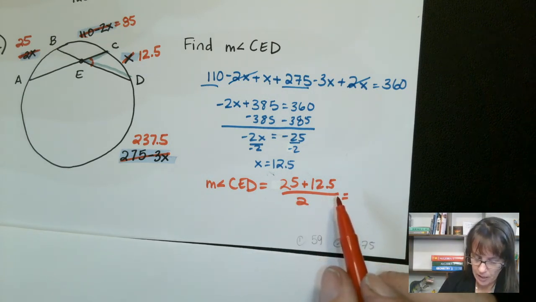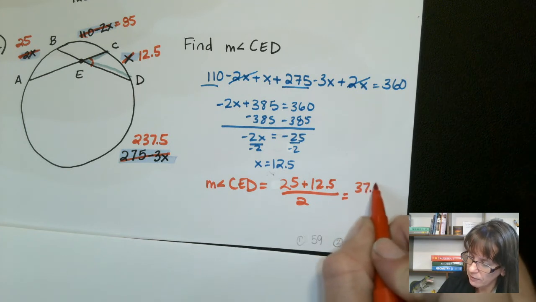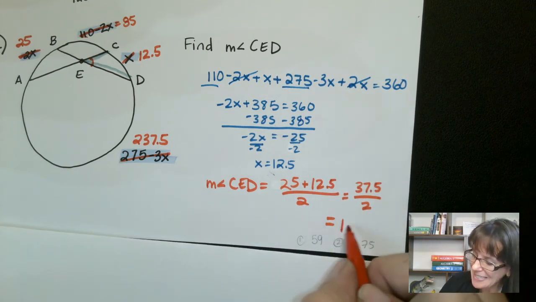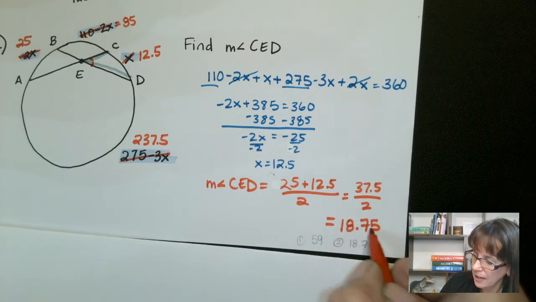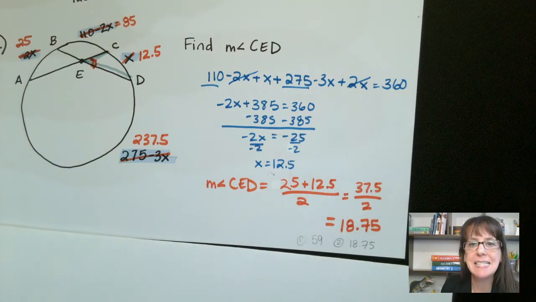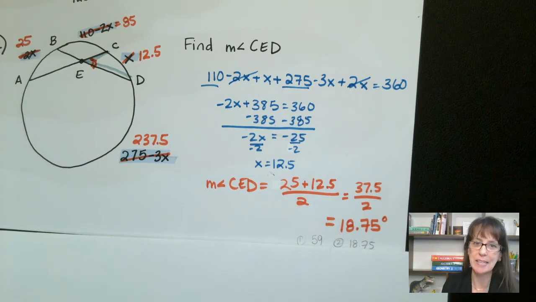We got 25 plus that, that's 37.5. Divide that by 2, and that will equal, conveniently it's written right here, 18.75. So we now know this angle right in here, it's super tiny, is 18.75 degrees.